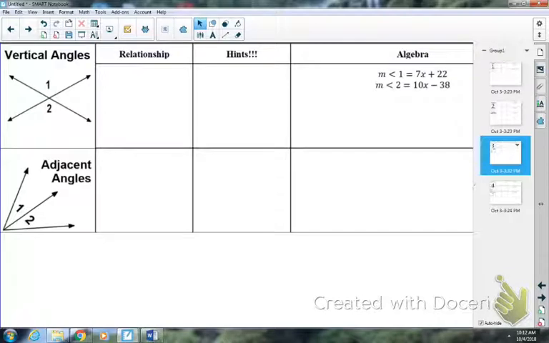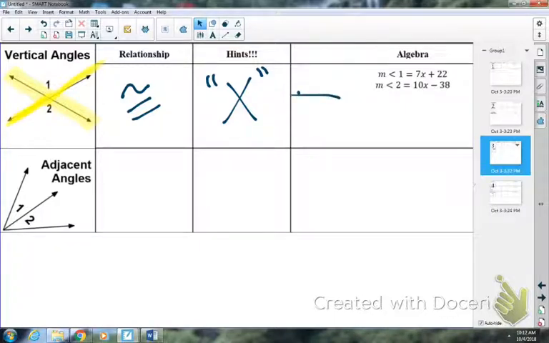So vertical angles. How are vertical angles related? What's their relationship? They're congruent. Very good. If I trace them in the picture, what does that look like? What's my hint going to be? An X. So if you see an X in the picture when you trace your angles, that should be vertical angles. Now, since they are congruent, for my algebra portion, we're going to set them equal to each other, because they're congruent, they're equal.